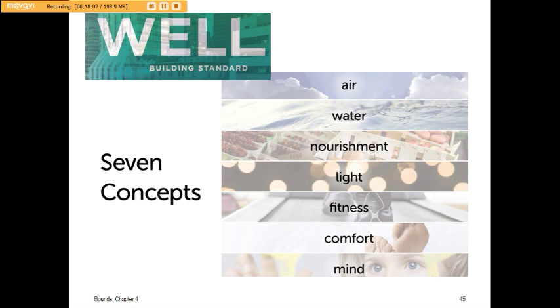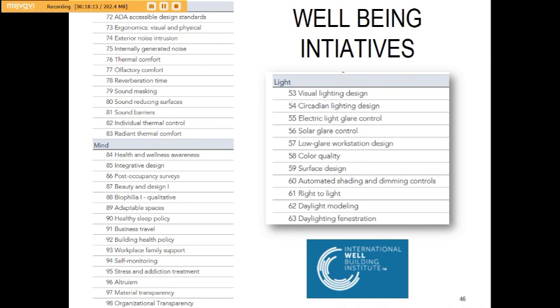So there's an initiative for the WELL building standard, and it embraces 7 concepts, that we all need access, equal access if you would, to air, water, nourishment, light, fitness, comfort, and mind. And here's some of the well-being initiatives that are under comfort, mind, and light. And I'll let you look at those at your leisure, but even down to organizational transparency and access to views and not having a noisy workplace.